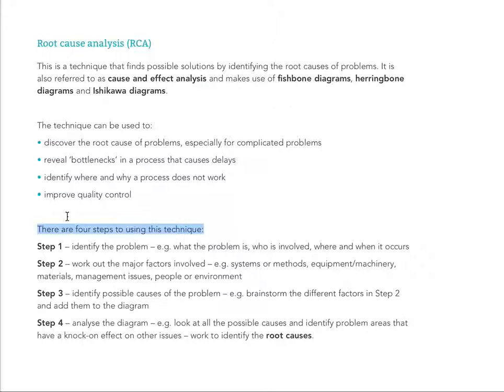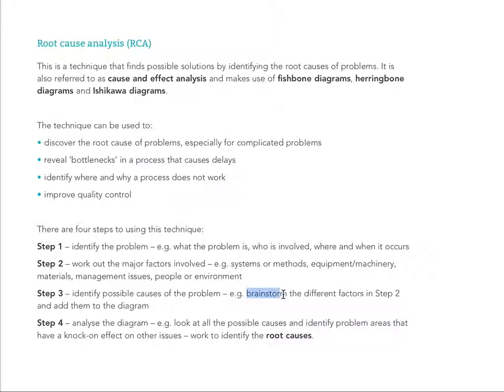And the 7 steps that you would follow to understand this technique is, step 1, identify the problem. So, is there an issue with service on reception desk or waiting times? Work out the major factors involved. Is it staff shortage? Is it training issues, for example? Identify possible causes to the problem.